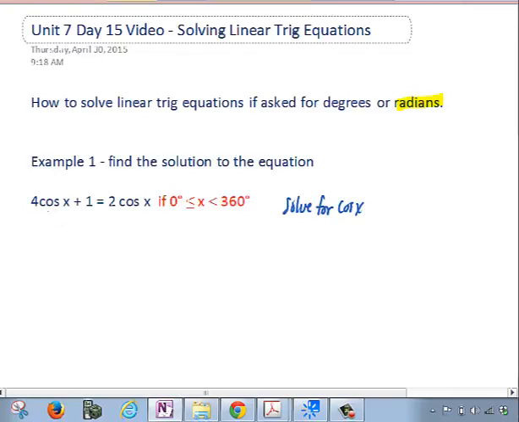And so when we do that, we're going to subtract 2 cosine of x to the other side. And we're going to subtract 1 to get that to the right side. So we're basically solving this like a linear equation. So I've got 2 cosine of x on the left, and that equals -1 on the right. Now I'm going to solve for cosine and divide by 2. So cosine of x is equal to -1/2.